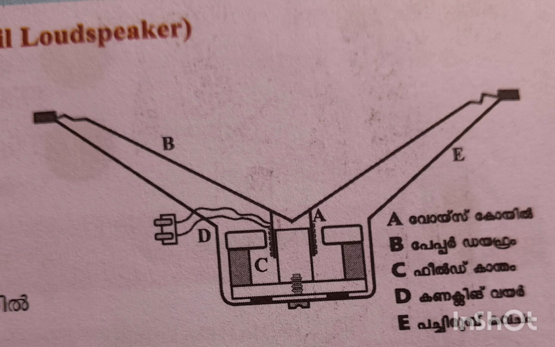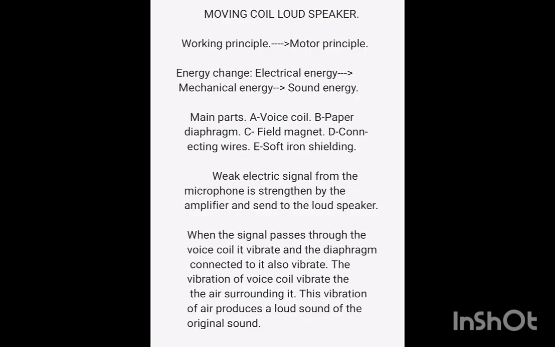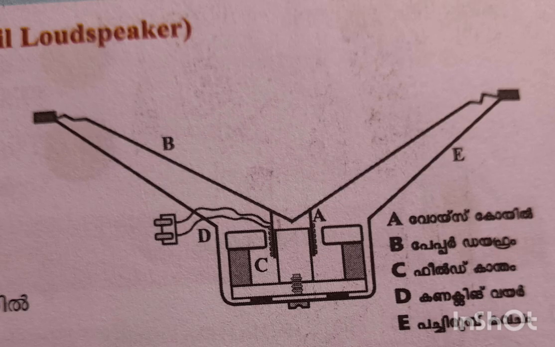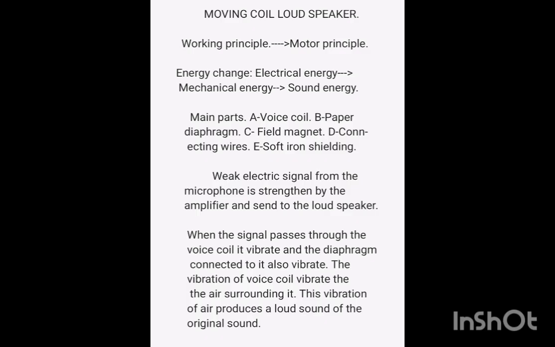When the amplified signal reaches the voice coil, what happens to it? The voice coil vibrates because it is placed between the pole pieces of the field magnet and it experiences forces of different magnitudes.